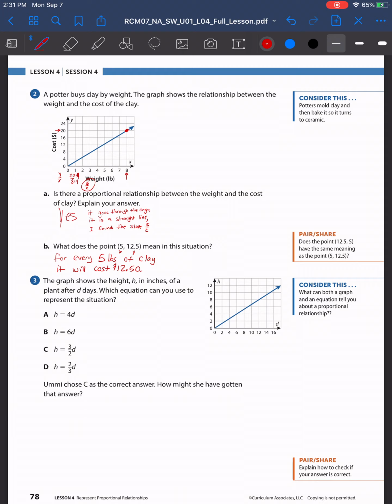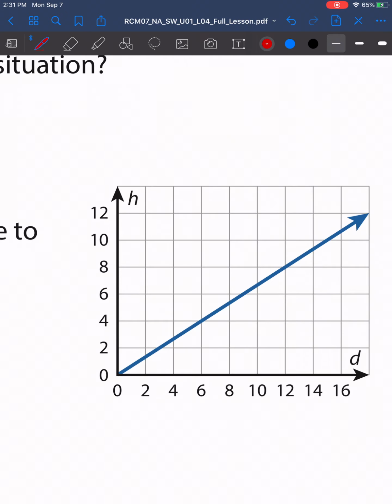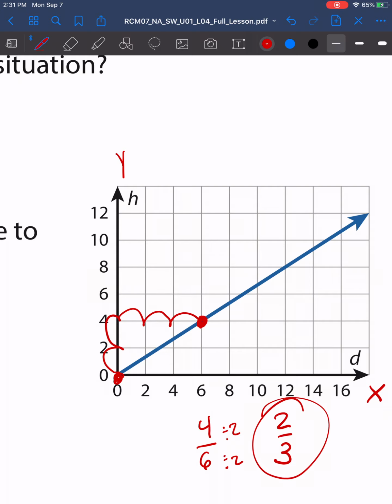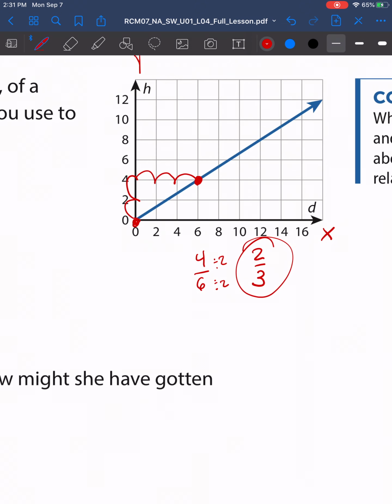Okay? Number 3 says the graph shows the height of a plant after D days. Which equation can you use to represent the situation? Okay, so the H is my y's, the D's are my x's. Let's go find the slope. Go find the crosshairs. Aha, here's a crosshair. It looks like it's over 6. Oh, sorry, rise over run. Rise over run. 4 over 6, because you go up 4 over 6. Okay, 4/6 can be reduced to 2/3. I found my slope.